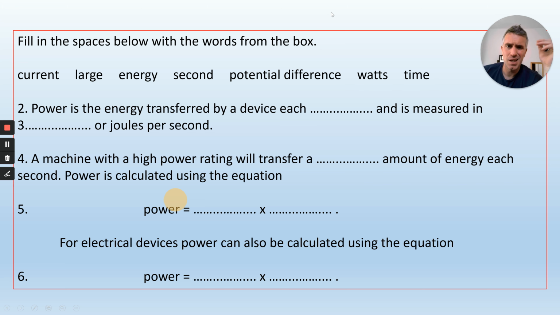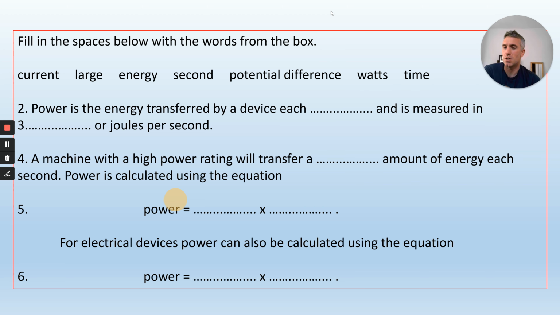So here's a chance for you to test some of the things. If you're not super confident with this, maybe you should write the whole thing down. But in reality, all you need to do is write down the answers. So fill in the spaces below with the words. The words are current, large, energy, second, potential difference, watts, and time. And I've written the numbers 2, 3, 4, 5, 6 along the side. So write down number 2.